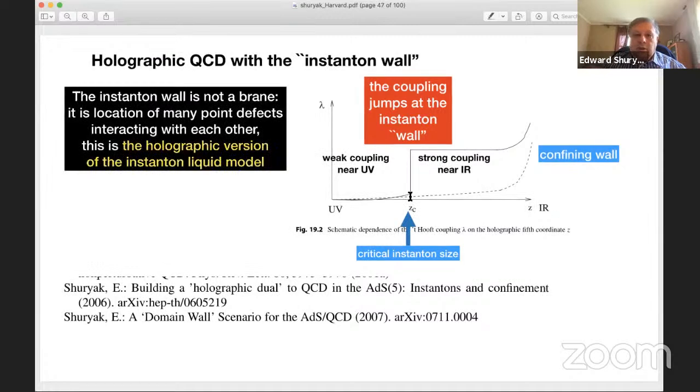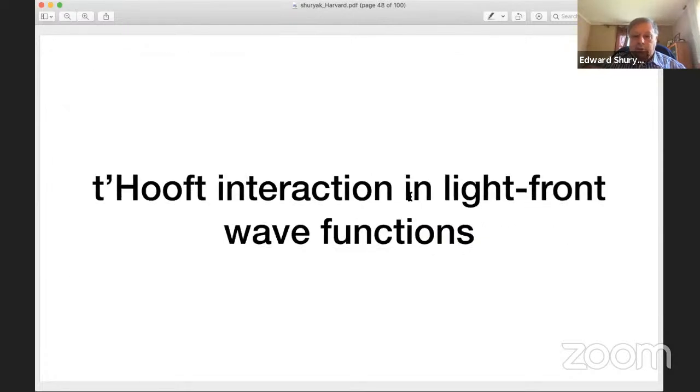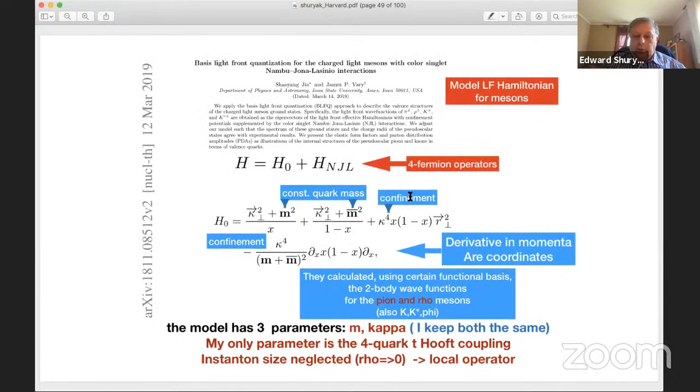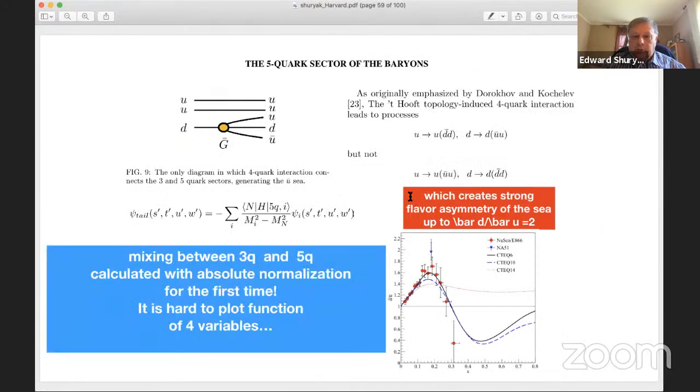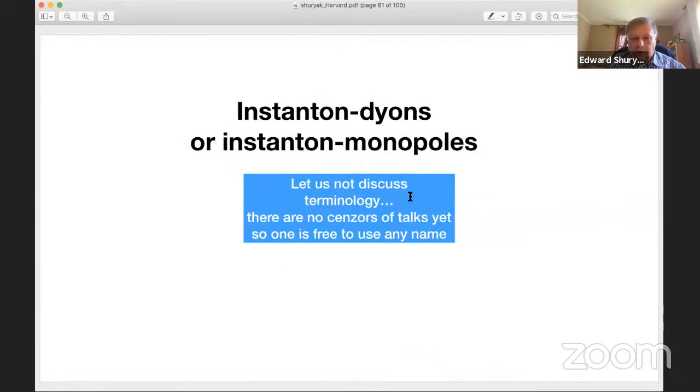Now I see that I have really limited time, so I will probably skip this. It's a pity, but I need to skip it. It's not its particular application.